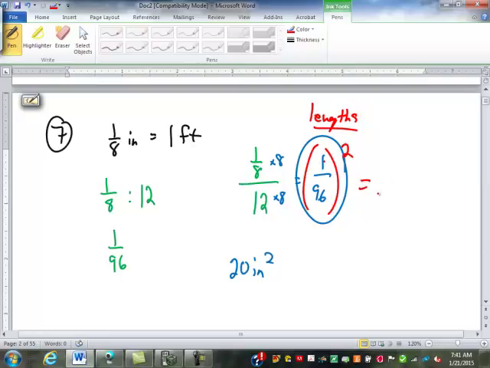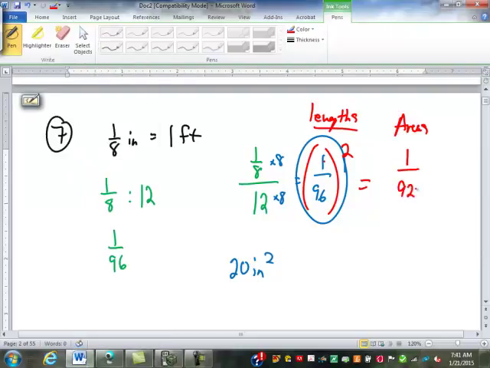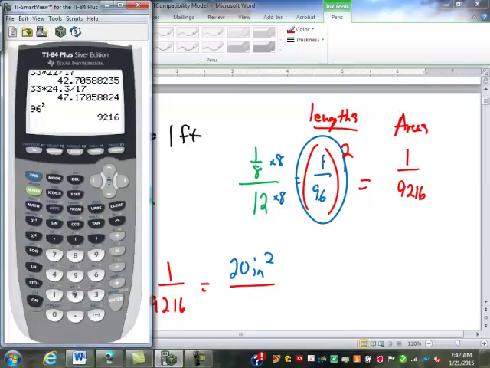We square it. 1 squared, of course, is 1. 96 squared is a big number, 9,216. So if the ratio of lengths is 1 to 96, the ratio of areas is 1 to 9,216. The 20 square inches is from the drawing, so that goes on top with the 1. So it's basically 20 times 9,216.